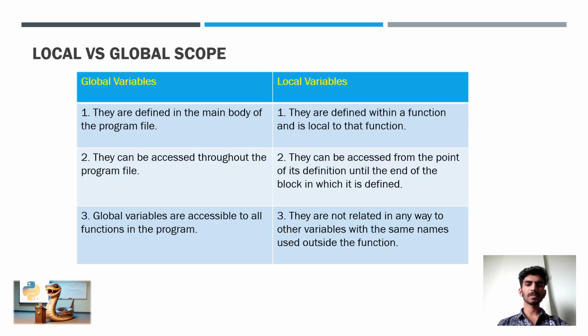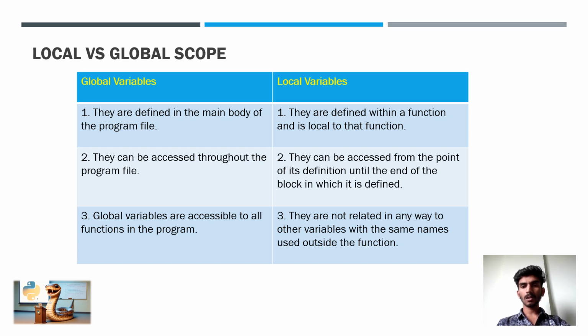Let's take a difference between these two scopes, global and local. Global variables are defined in the main body of the program. The local is defined within the function and is local to that function. The global can be accessed throughout the program file. Local variables can be accessed from the point of declaration until the end of the block in which they are defined. And the third one is global variables are accessible to all functions in the program, so they can be accessed by many functions.